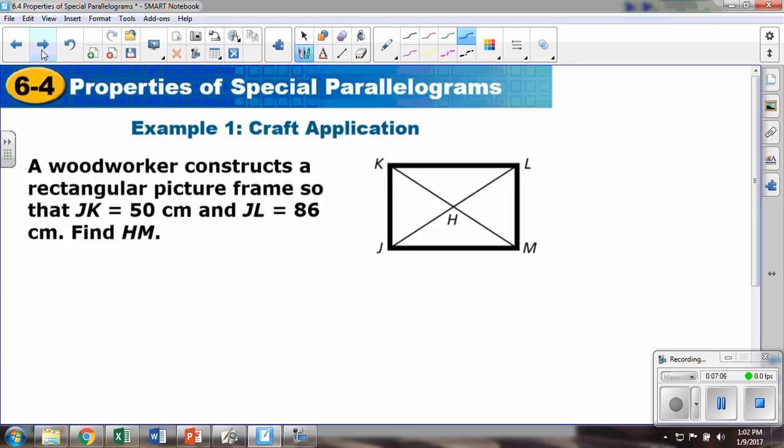Obviously, take a look at the picture. Is this a rectangle or a rhombus? And if you couldn't recognize it just by looking at it, we're told right there, it's a rectangle. And so what we would observe, JK is 50, JL is 86. And we are searching for HM. How big is that piece?